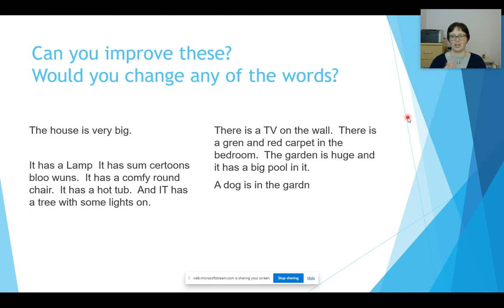But remember, no capital letters in the middle of sentences. Oh dear, I've already spotted one. Oh, there's 2 there. Can you spot anything straight away? I am just going to say about this word, we don't start a sentence with and. Let's have a look at this sentence. And it has a tree with some lights on. Instead you could just get rid of and. It has a tree with some lights on. Have a look at both of these. And as I said, the document is under the video if you want to print it out.